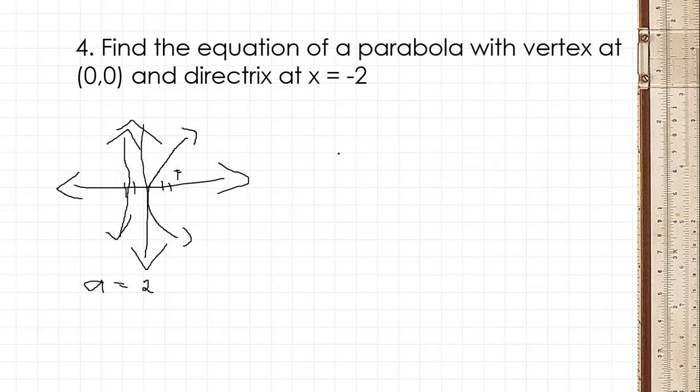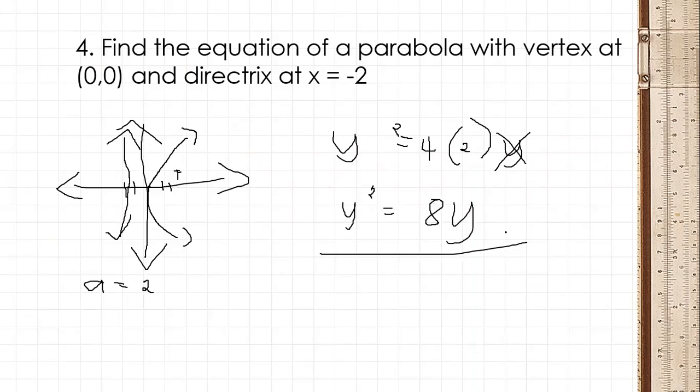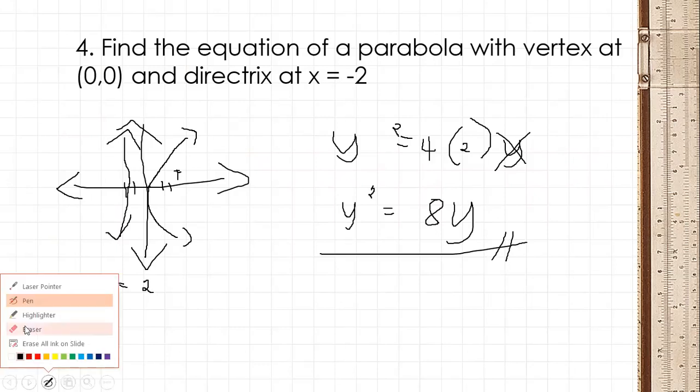Formula: since the opening is to the right, y squared is equal to 4ax. Our a is 2, so y squared is equal to 4 times 2, which is 8 times x, 8x. So in example number 4, the standard equation would be y squared equals 8x.